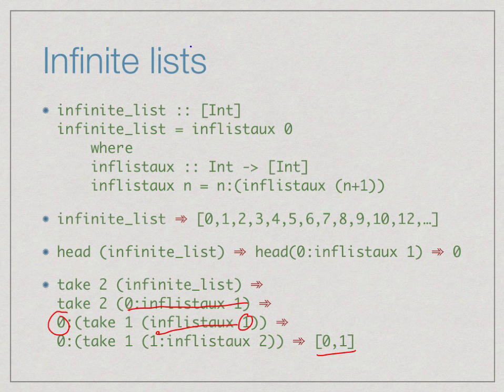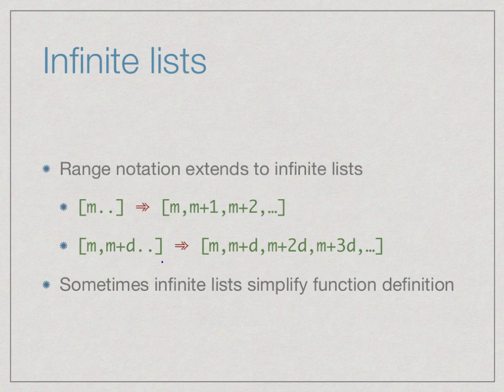In fact, Haskell allows us to define infinite lists directly using the range notation. If you remember, we had this notation from m to n, the list from m to n. Now if we leave out the upper end, then we get a list which doesn't have a terminating point. So m dot dot is m, m plus 1 and so on. We can also write an infinite list with some arithmetic progression, like m, m plus d, m plus 2d and so on. So you might ask why this is useful.